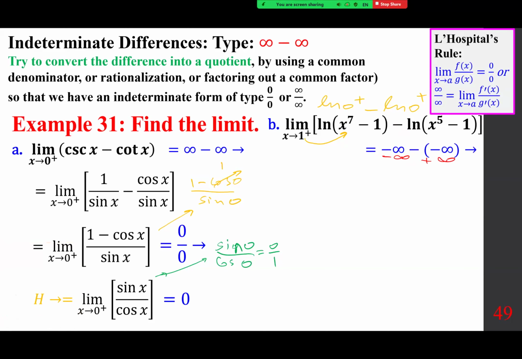Therefore, what is the technique? Reminding you of logarithmic properties, we can put them together using the quotient rule. So this is ln of (x to the power of 7 minus 1) over (x to the power of 5 minus 1). So we use this quotient rule and we put them together. It's that simple, everybody.